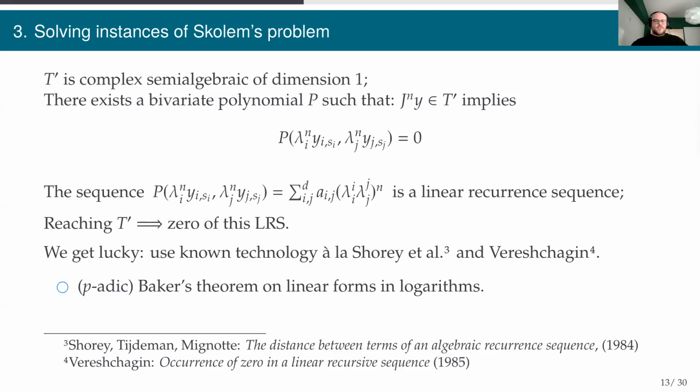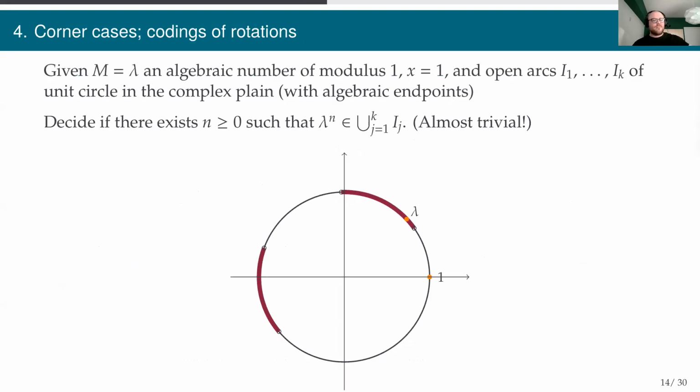Right, okay, so this was some interesting case. Another corner case, you could say, is that you can represent your system using codings of rotations. So the system is somehow modeled by the following one. You have an algebraic number of modulus 1. Your initial point is 1. And you have open arcs of the unit circle in the complex plane, right? And then you start looking at powers of lambda to the n. And you want to know whether this lambda to the n ever hits any one of the intervals.